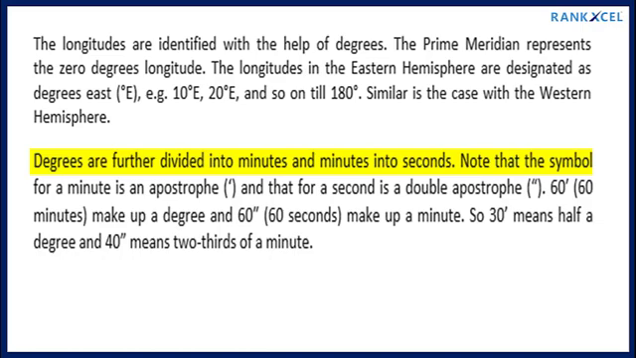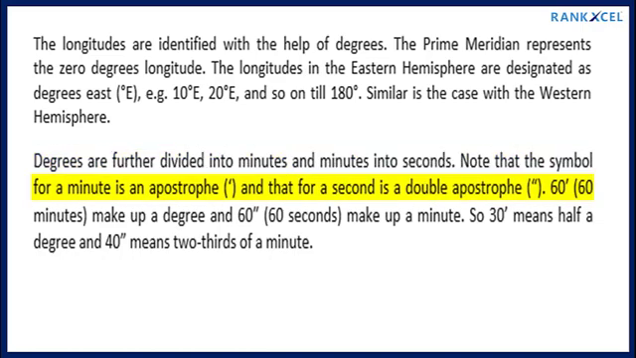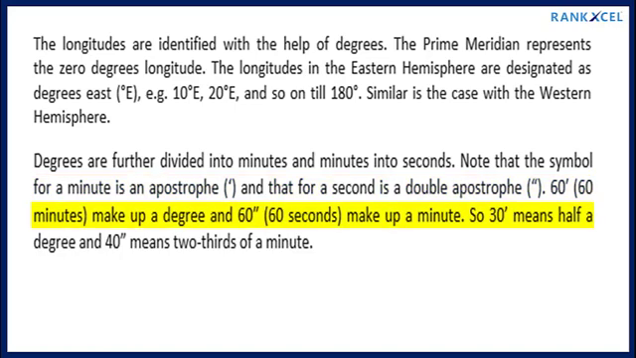Degrees are further divided into minutes and minutes into seconds. Note that the symbol for a minute is an apostrophe, and that for a second is a double apostrophe. 60 minutes make up a degree, and 60 seconds make up a minute. So 30 minutes means half a degree and 40 seconds means 2/3 of a minute.